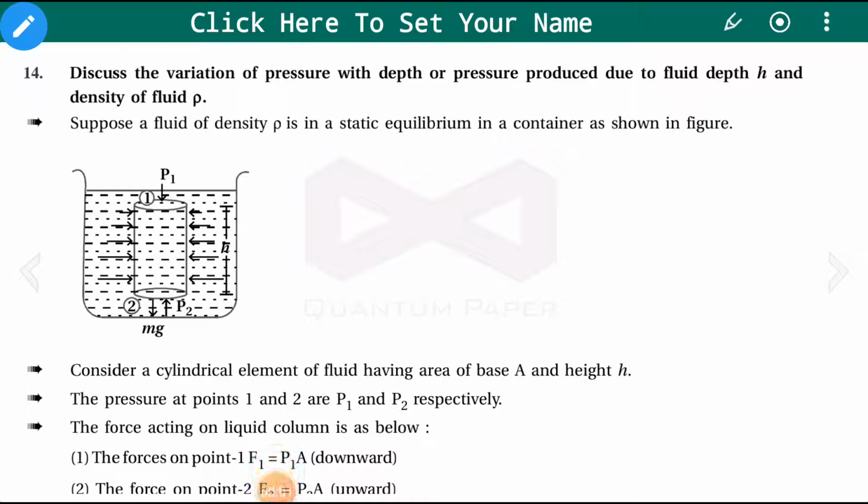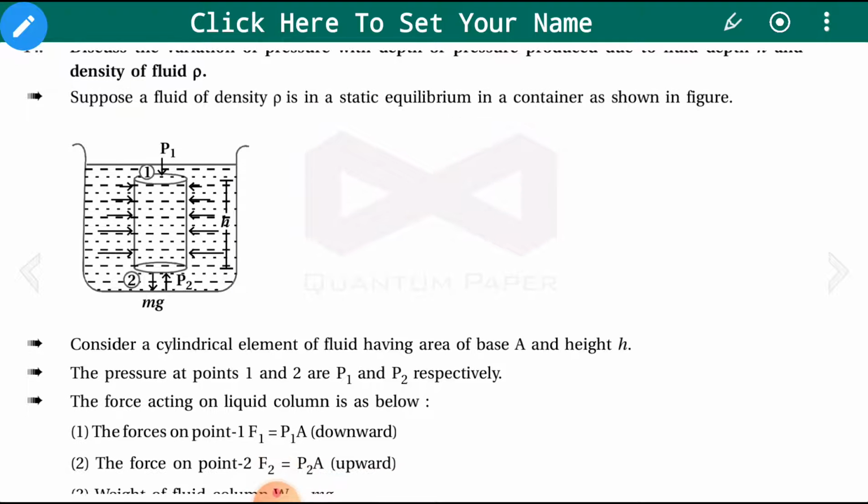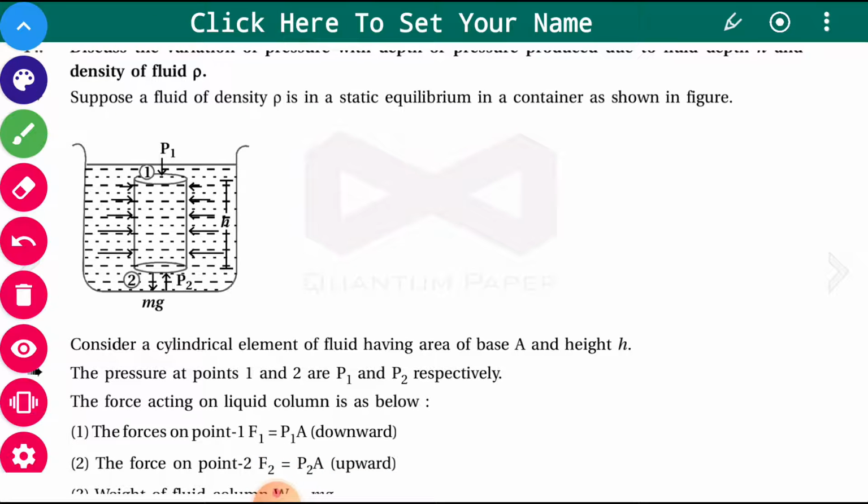We shall discuss the variation of pressure with depth, or the pressure produced due to fluid of depth h and density rho. Now see, we consider the density of the liquid as rho, and it is in static equilibrium. It is filled in the container which is shown in this figure.